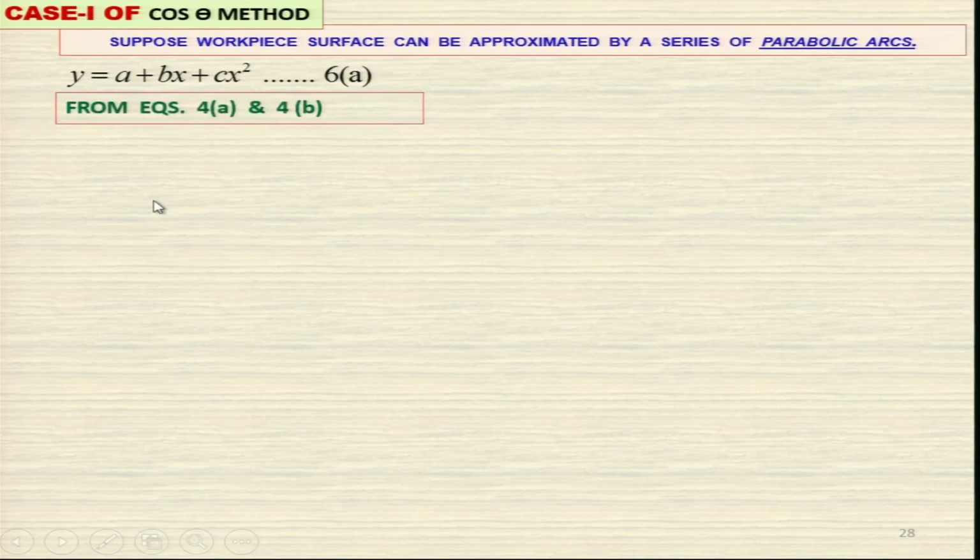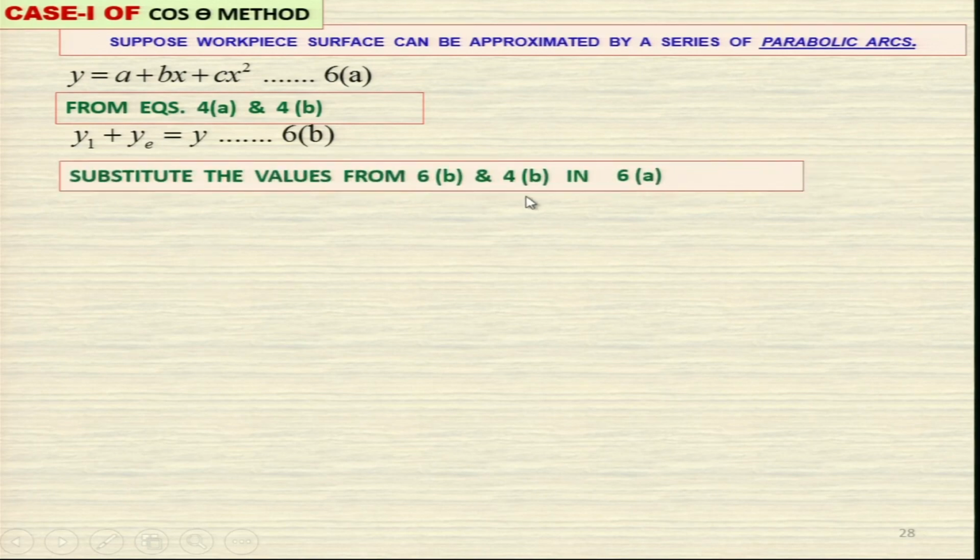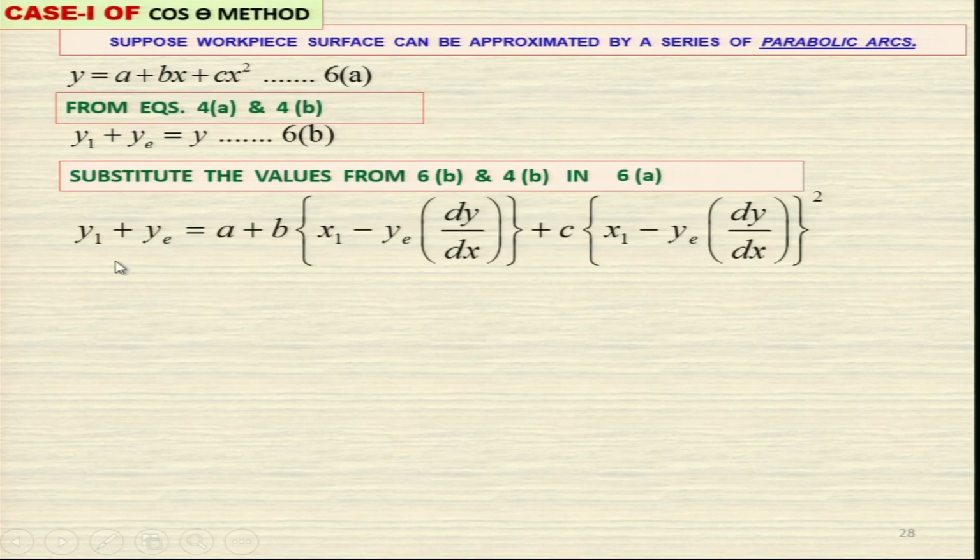Case 1 of the cos theta method. Suppose the workpiece surface can be approximated by a series of parabolic arcs, and this is the equation for parabolic arcs: y is equal to a plus bx plus cx square. From equations 4a and 4b that were shown in the earlier slide, you can get y1 plus y_E is equal to y, and y we are defining like this. So, substitute the values from 6b and 4b in 6a. So, we can get y1 plus y_E is equal to y is equal to a plus b, and x we are defining like this in the earlier slide, x1 minus y_E dy over dx, plus c x square. So, square of this is like this.